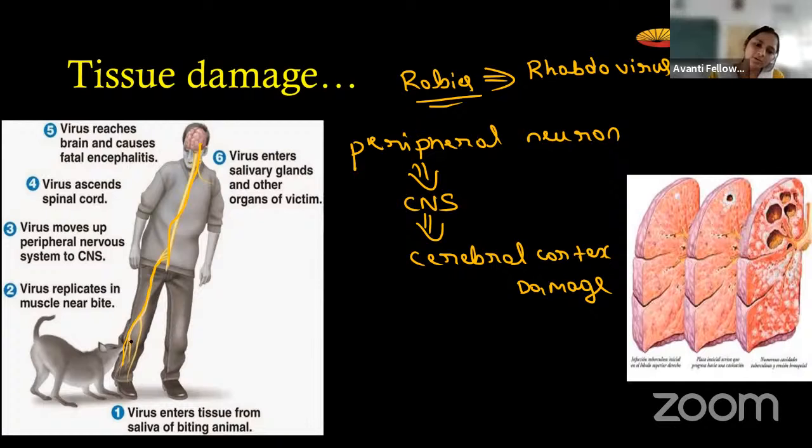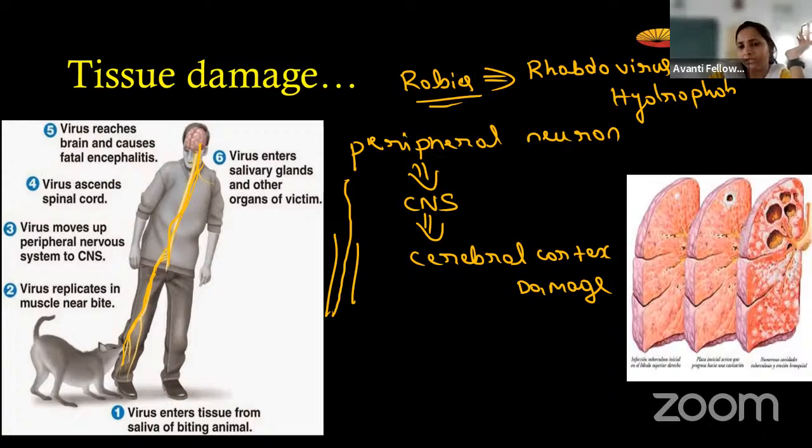See here, it is passing from the bite site to the central nervous system, right? Wherever this virus passes, it causes damage to the tissue. It is going to cause damage to all this tissue, and then enter the central nervous system, where it also causes cerebral cortex damage. That is also tissue, right? Yes. That's why rabies, we famously call it hydrophobia also.